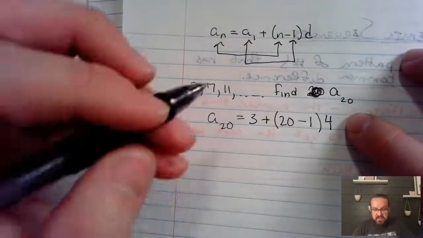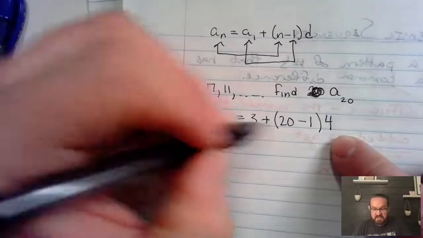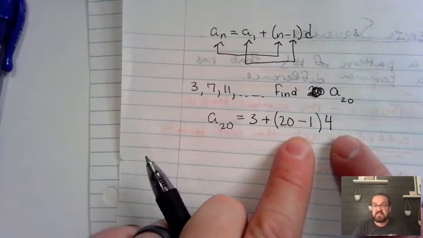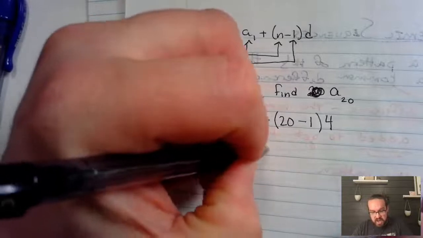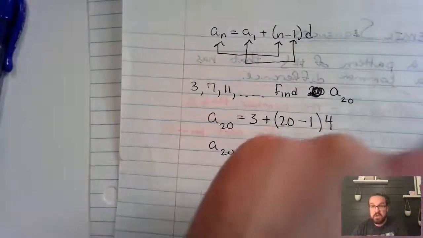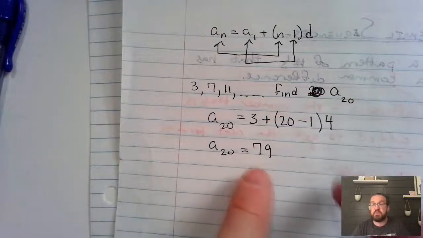So if I'm thinking about this here, I have all of this that I could solve. I have 19 times 4, that's 76. 76 plus 3 is just 79. So my answer, my 20th position, I could keep that going, but I just use my explicit formula to figure that out.